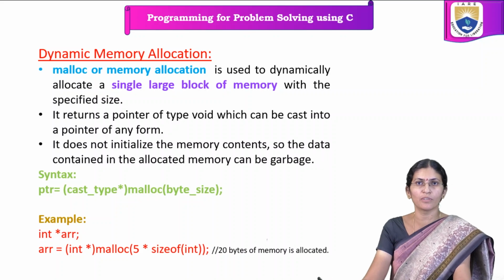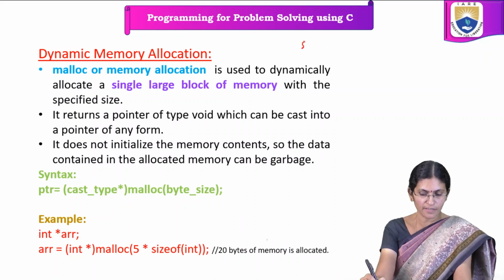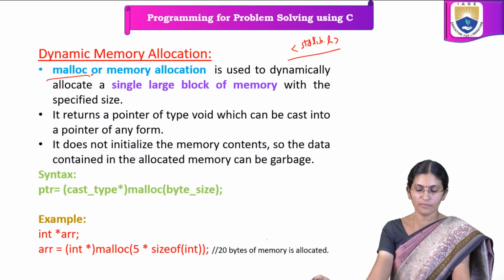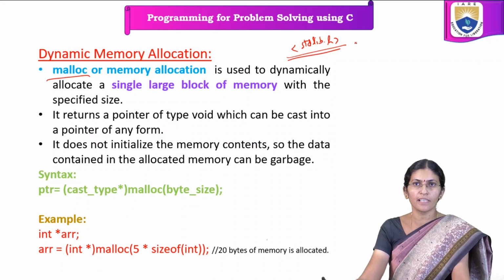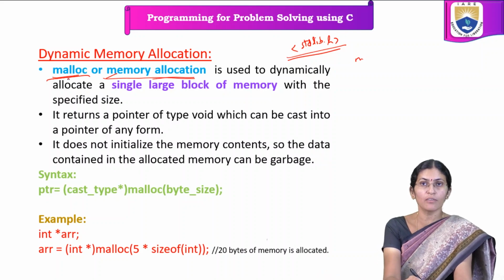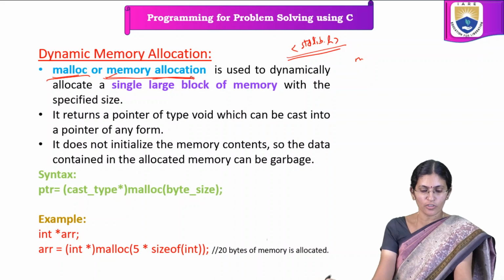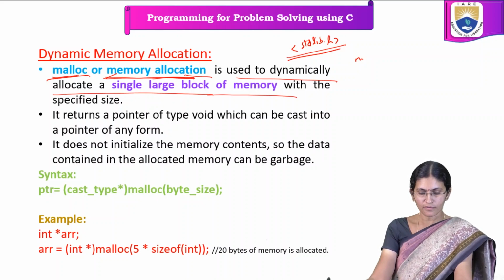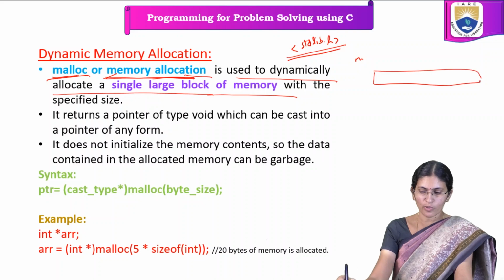First one is malloc. This is declared in the header file stdlib.h. It is a built-in function. Malloc stands for memory allocation, M then alloc. It is the short form for memory allocation. It is used to dynamically allocate a single large block of memory with a specified size.